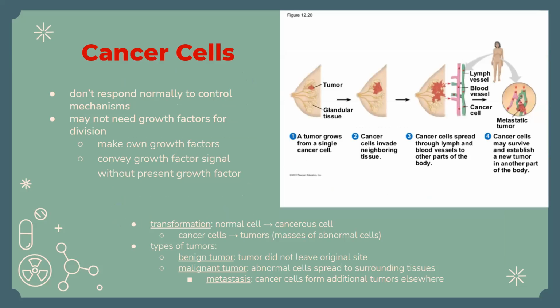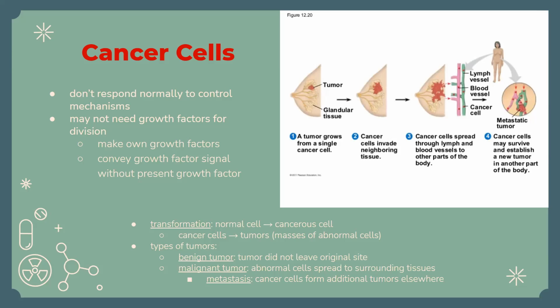As I said earlier, cancer cells can result when cells don't respond normally to the control mechanisms. They may not even need growth factors for division because they have their own methods to bypass this. For example, the cells make their own growth factors, or they use something to convey the growth factor signal without actually having any growth factors present. The process through which normal cells transform into cancerous cells is referred to as transformation. The cancer cells can then go on to make tumors, which are large masses of cancer cells.